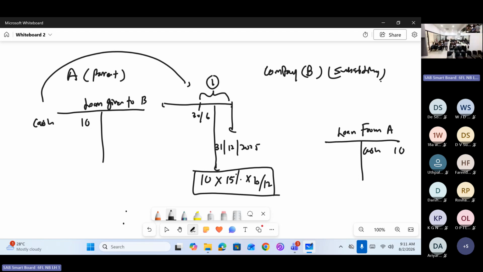Normally, once the loan has been given, the interest is accrued. What is the entry we have in A? We need to debit here, credit to where? What is this account? Interest income account, credit.